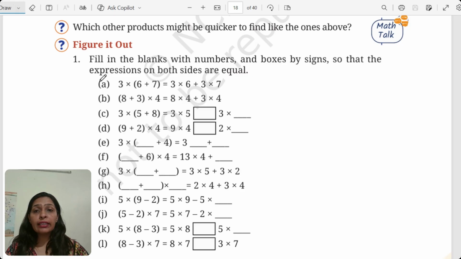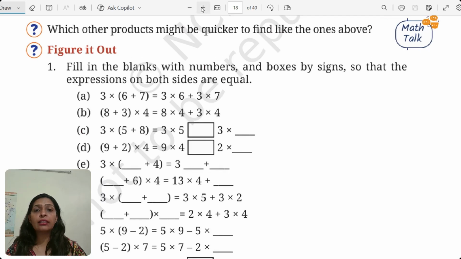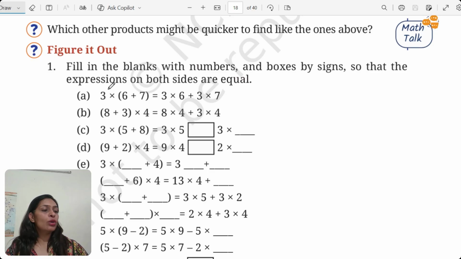You have to fill in the blanks with the numbers and boxes with signs so that the expressions on both sides are equal. So what we need to do is basically make this equation work, right? The first two examples have already been done for us. Here we have to understand how the bracket has been opened.